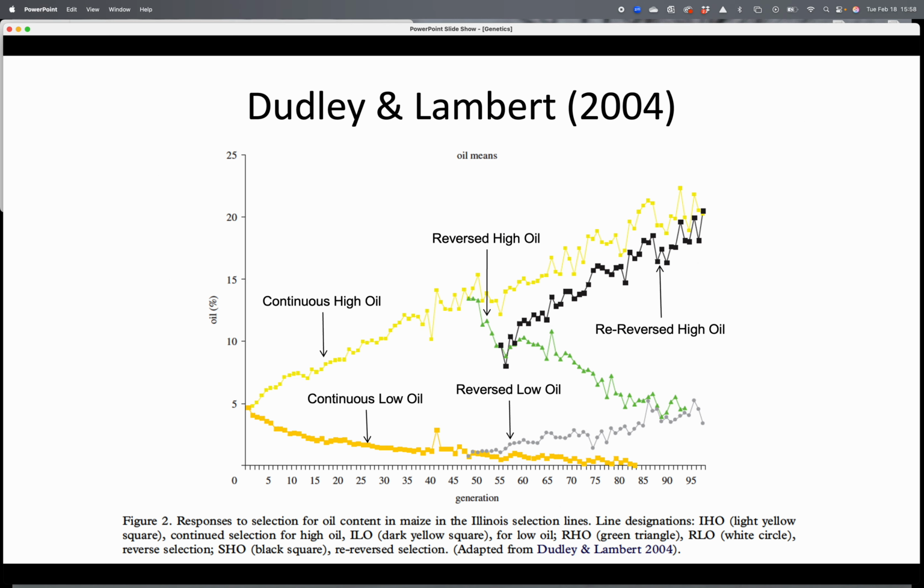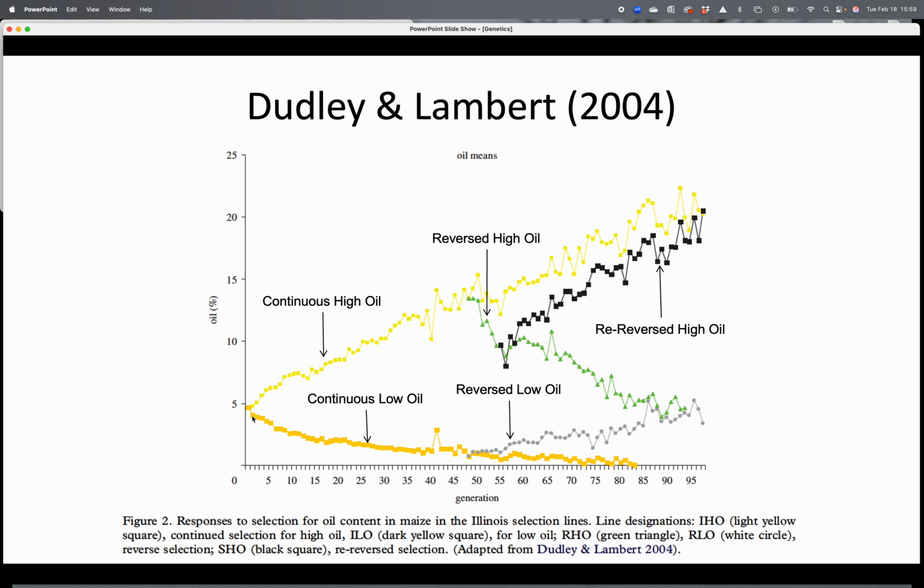When we think about disruptive selection, a good example of this is the Illinois corn oil experiment. This is a group of researchers in Illinois who have been growing corn plants for 100 generations of corn. And what they did was they started off with corn oil content in the seeds of the plants that was about 5% of seed mass.